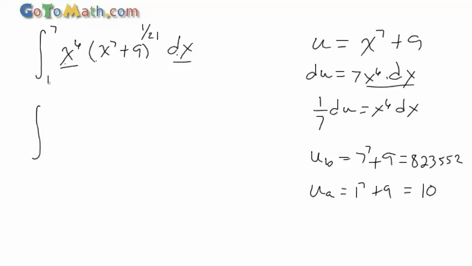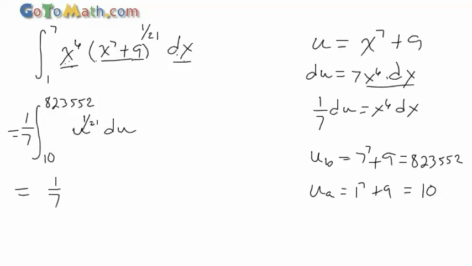Alright, let's go ahead and do the substitution now. So our lower number is 10. The upper number is a big number, 823,552. Now the x to the 6th and the dx, right? That's getting replaced with a 1/7 du. But let's take that 1/7 and bring it out front here. And then of course this gets replaced with the u. So this becomes u raised to the 21st and then du, right? The x to the 6th and the dx gets replaced with the du. We could write equals here because it's still equal to our original.